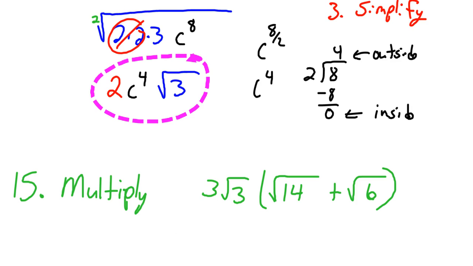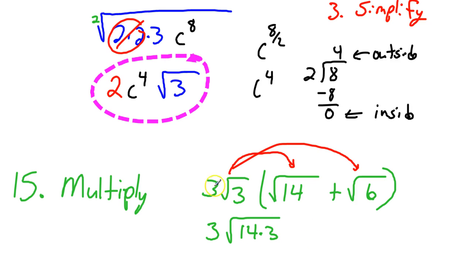Okay, now you still got the same thing. You're going to multiply 3 square root of 3 times both of these, and you're going to have that same thing that when you're multiplying these out, you're going to multiply the outside numbers, and then you're going to multiply the inside numbers. When you do 3 times square root of 14, that 3 is on the outside. On the inside, you have 14 times 3. This one, again, the 3 is on the outside, and on the inside you have 3 times 6.